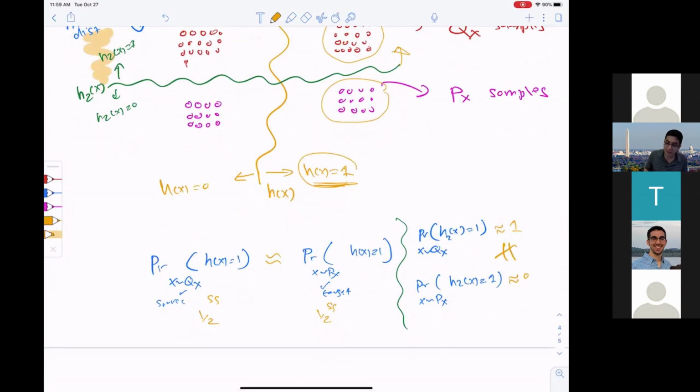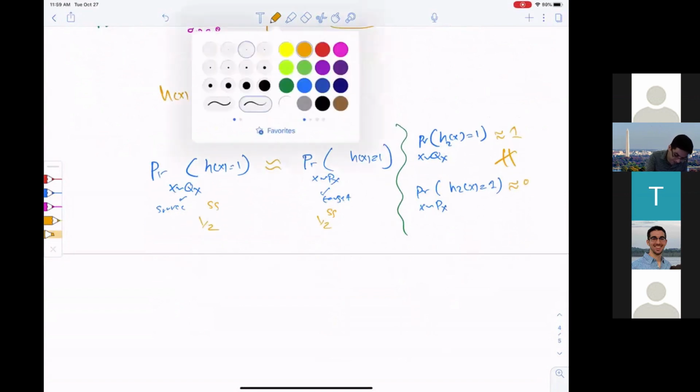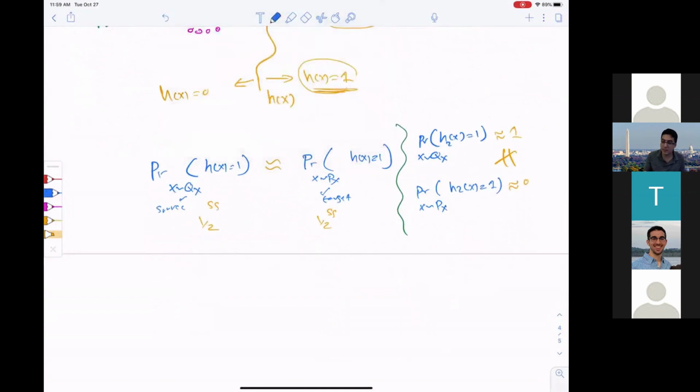So based on this intuition, we define the following distance between the marginal distributions of source and target. It is called H-divergence.